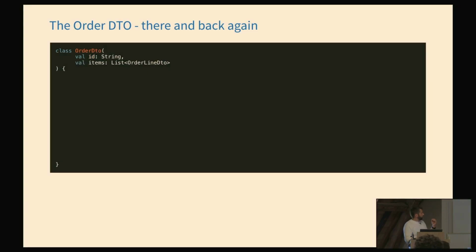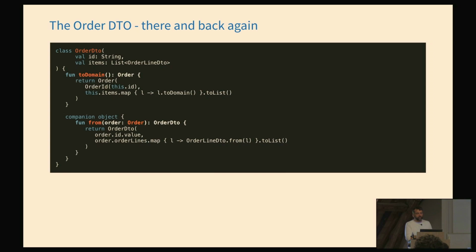So we taught our DTO objects how to go to domain, but we can also allow them the opposite. We can say that this object has some static methods that go from the domain objects to the DTO objects. So they know both directions, which is also quite nice, because that simplifies the code where we're using these objects. We can just call to domain, and then we use from domain when we're going back.